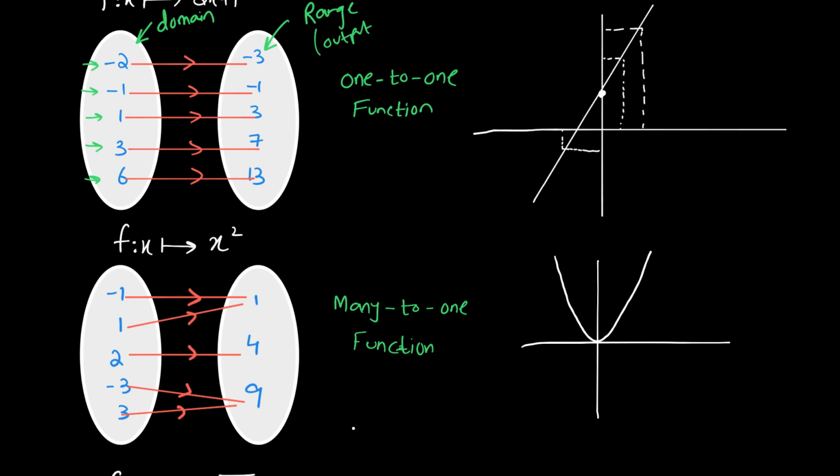Now I can get the same output. Let's say this is any value, I can say this is 4. Now I can get 4 from either -2 or 2. So there are many inputs that can generate the same output. Hence these kinds of functions are known as many-to-one functions.